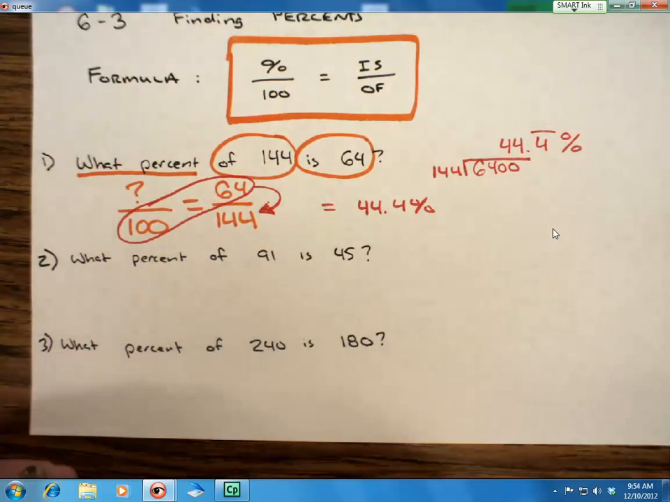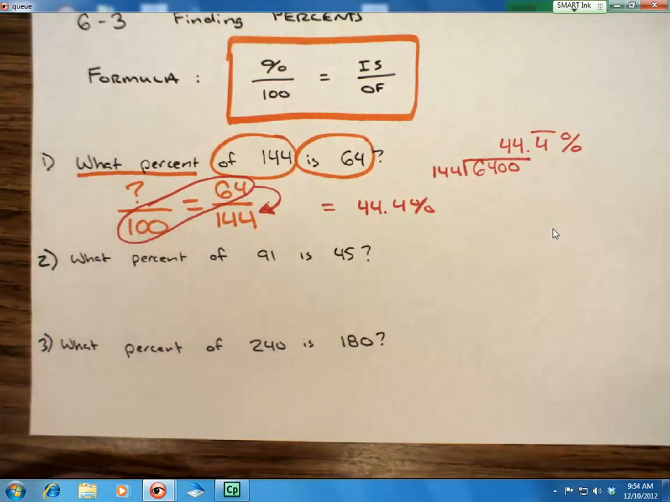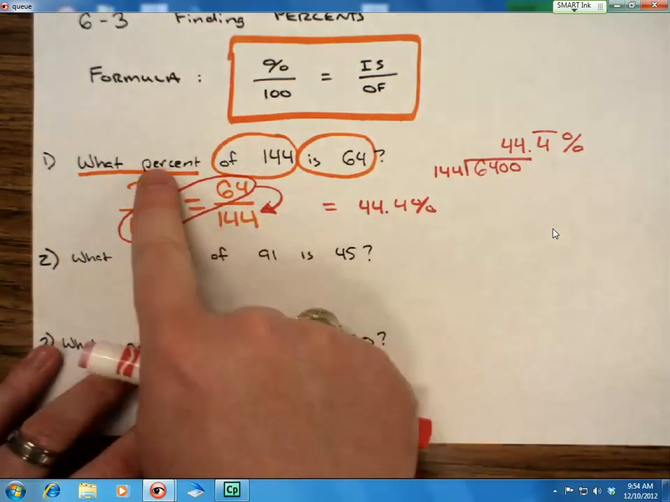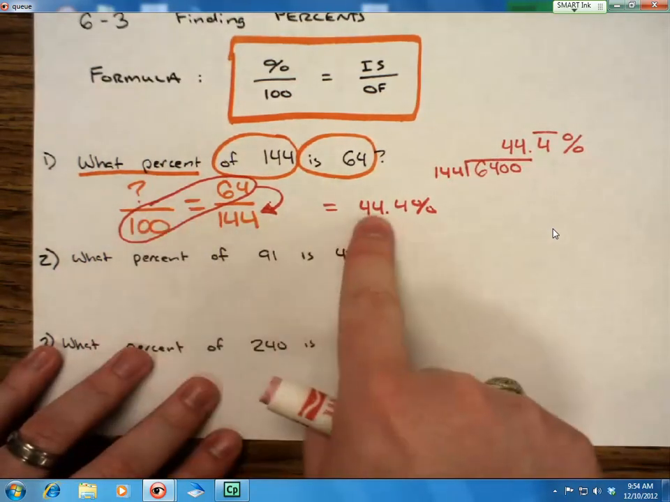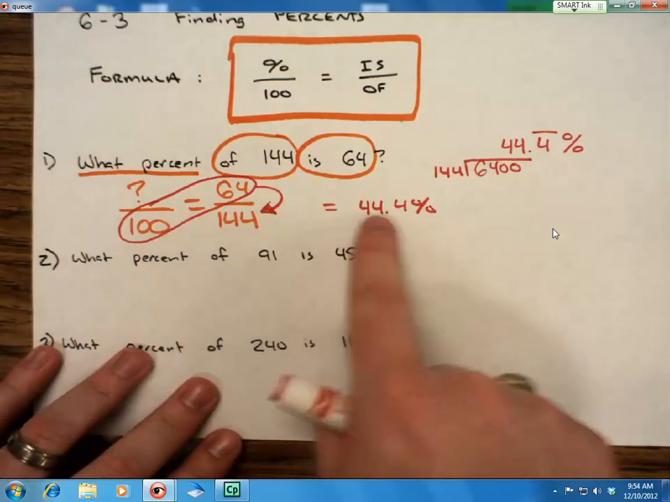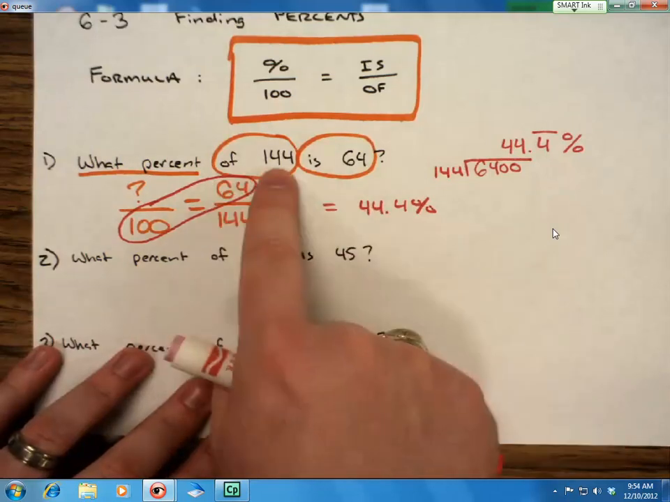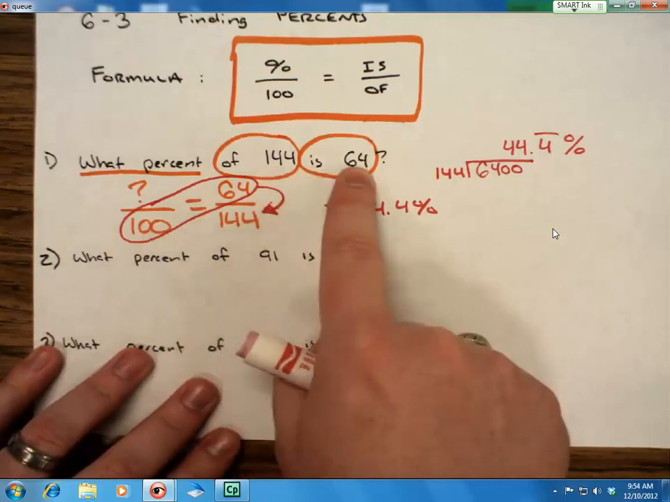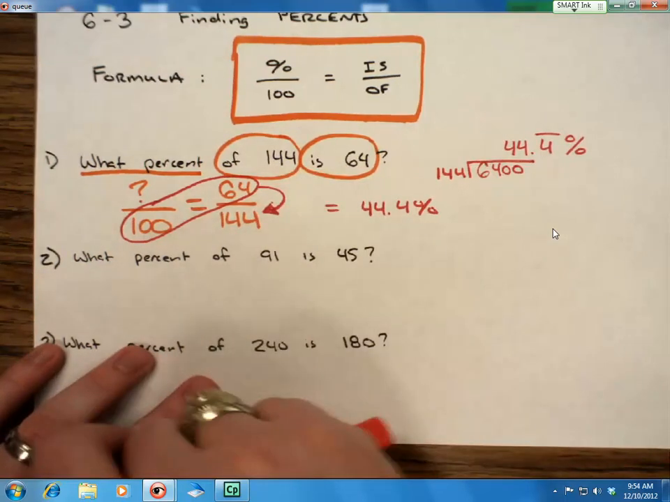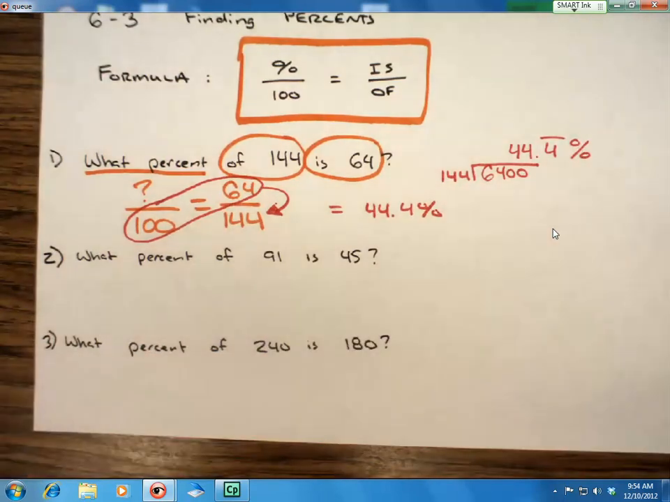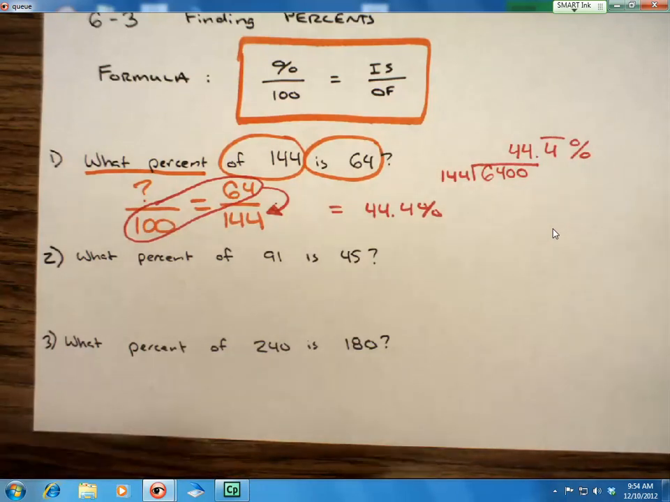of 144 is 64. Now, if you wanted to check this, you'd have to change 44.4% into a decimal, so that'd be like 0.444, and then multiply that times 144, and that'll give you 64. Okay, or it'll give you somewhere around 64 because of the repeating decimal. But that's how you check your work. All right, let's take a look at number two.